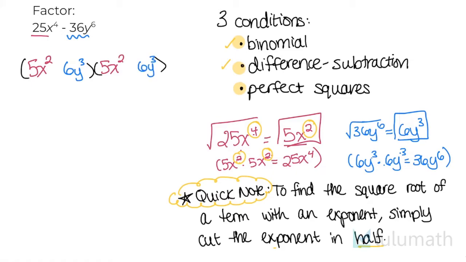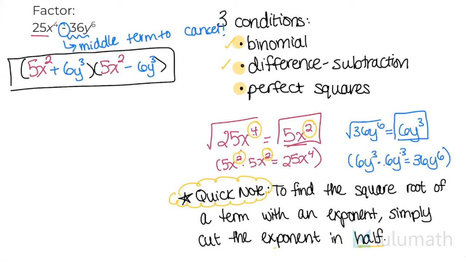Remember, in order to get this negative here and to get our middle term to completely cancel out, then one of my 6y to the power of 3's has to be positive and the other one has to be negative. And this is my final answer.